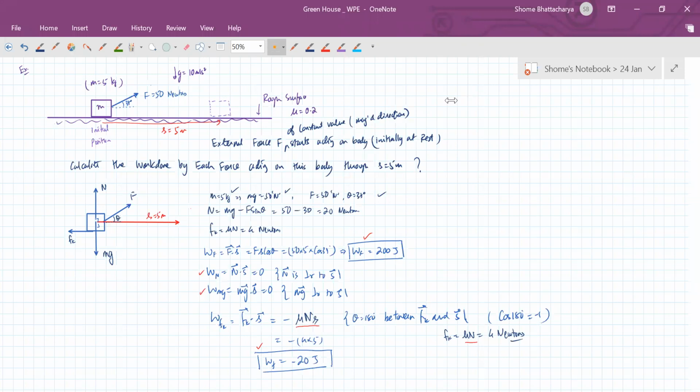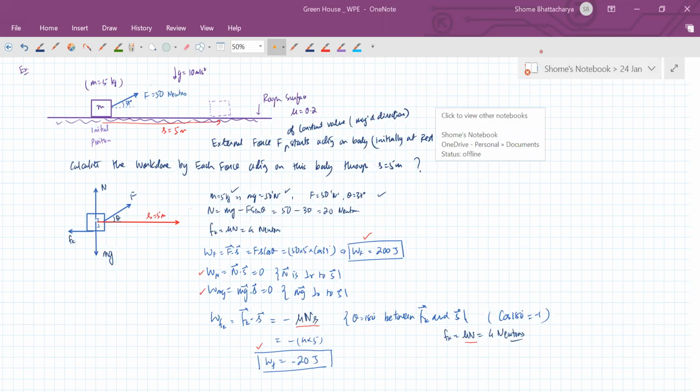Are both answers the same? Kunal, which answers are you talking about? No, no, the value substituted was correct. It was 4 joules. Just that I had written it as mu mg instead of mu n. The numerical value substituted was correct for friction. It was 4 newtons. It's just that parametrically I had written it as mu mg. That was a mistake. It should be mu n.